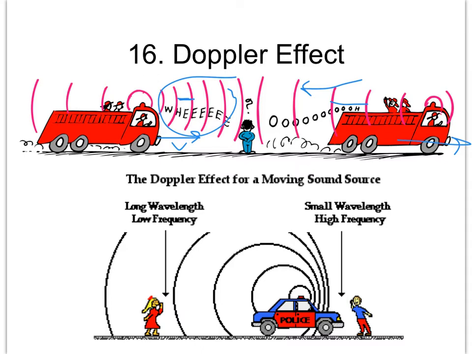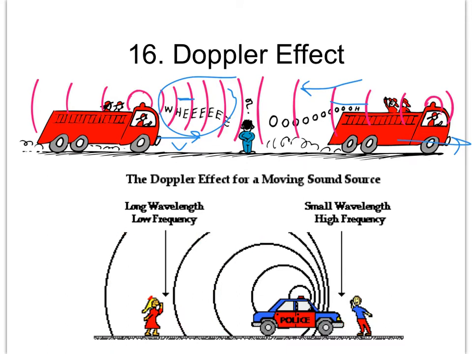Okay, and we see the exact same thing, maybe a little bit more extreme here with the police car, but same basic idea. The person over here, where the car is moving towards them, we'll see these waves bunch very close together and hear a higher frequency. The person over here, when the car is moving away, will see the waves much further spread out and hear a lower frequency.